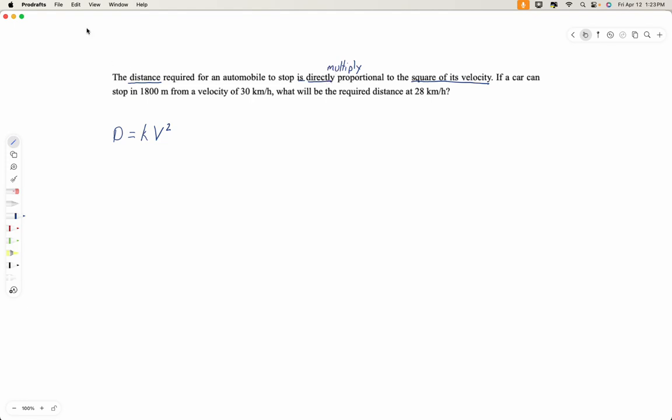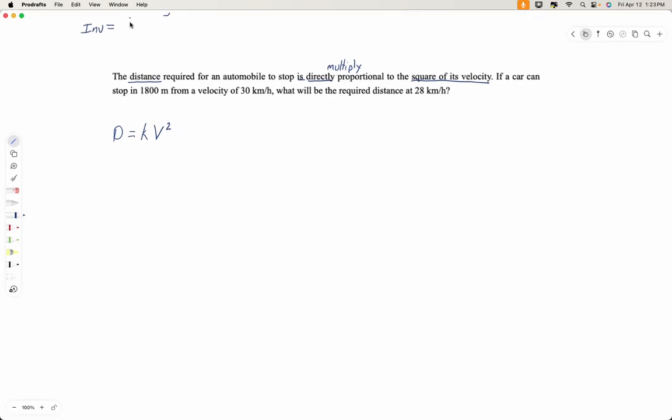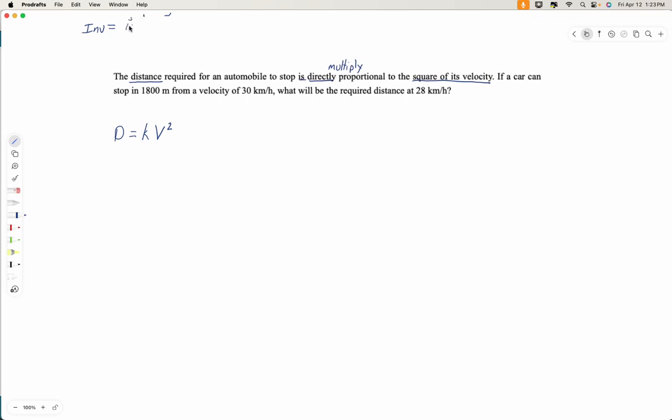Remember? Inversely equals K over whatever the second thing is, right? And directly is equal to K times whatever the second thing is, right? So division, multiplication. So here we have multiplication. So now we can start dropping in our numbers and getting this set up.